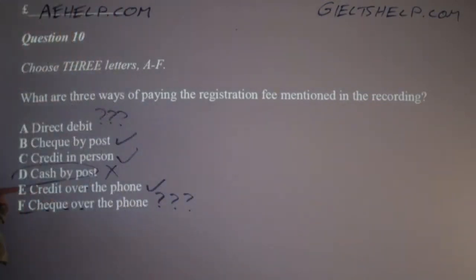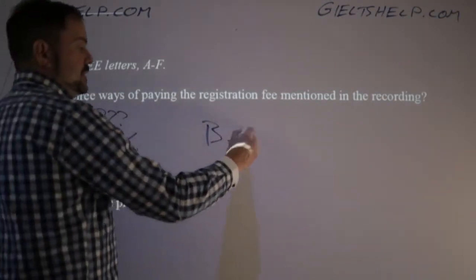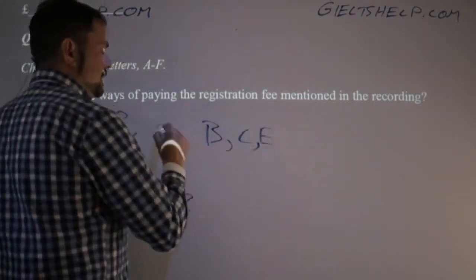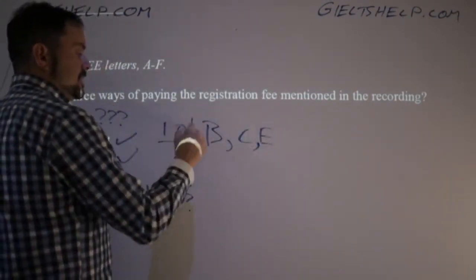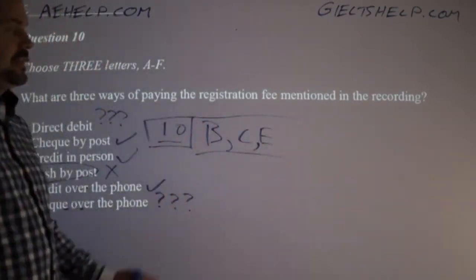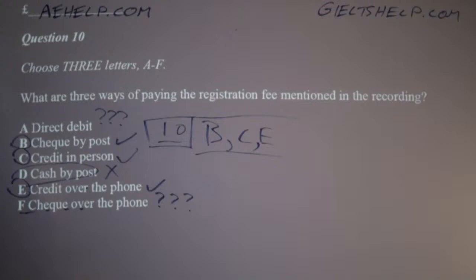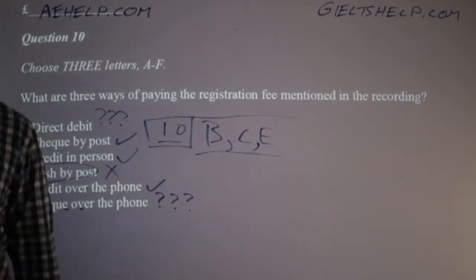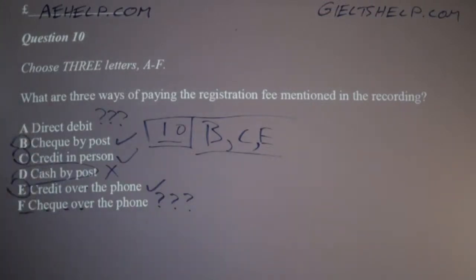So the correct answers here are B, C, and E. Okay? In any order. B, C, E. And that goes into the space for number 10 on your answer sheet. Okay? Just like that. And then you get it correct. Okay? So Ramneek, Jobair, Marjona. Yeah, good. Jobair, if you put B, C, D, then you would get it wrong. It's B, C, E. Okay.